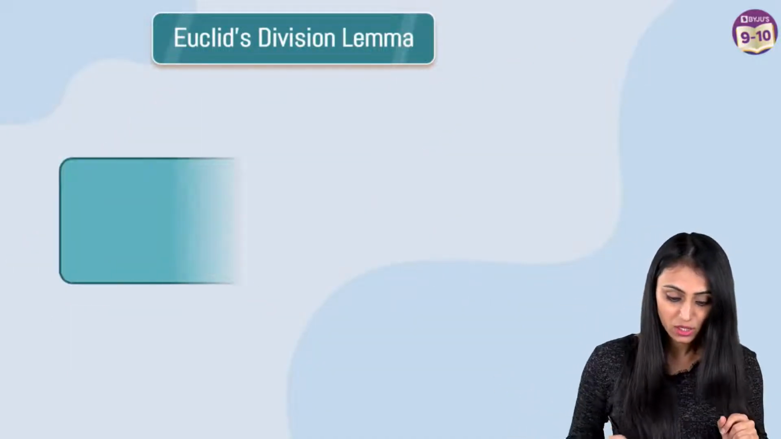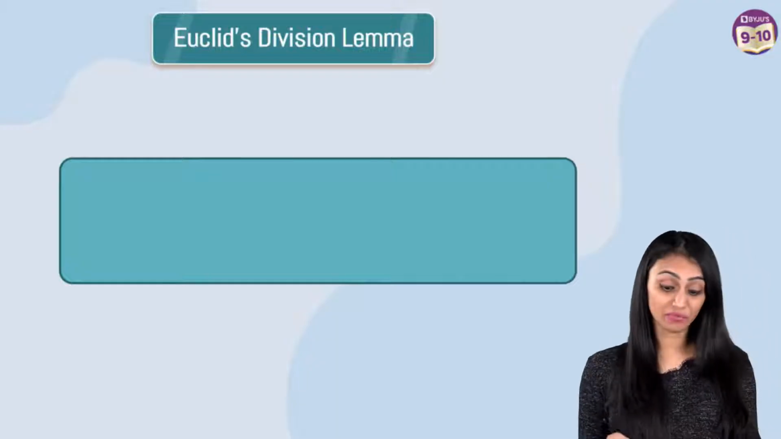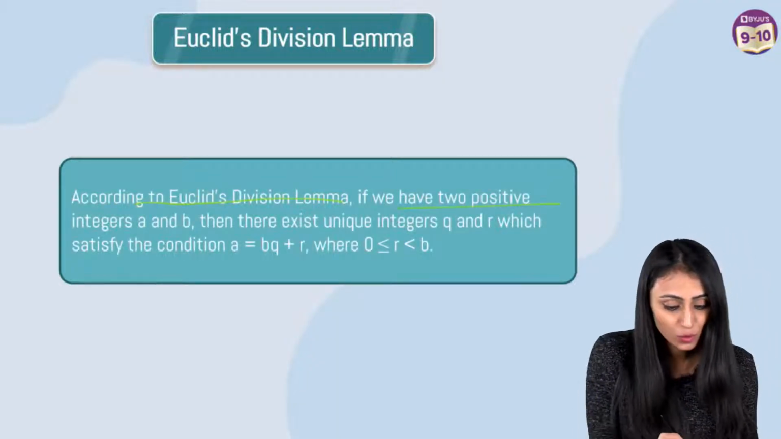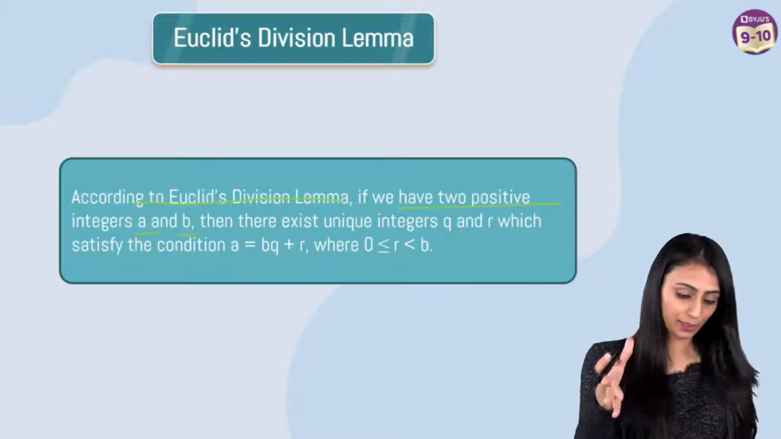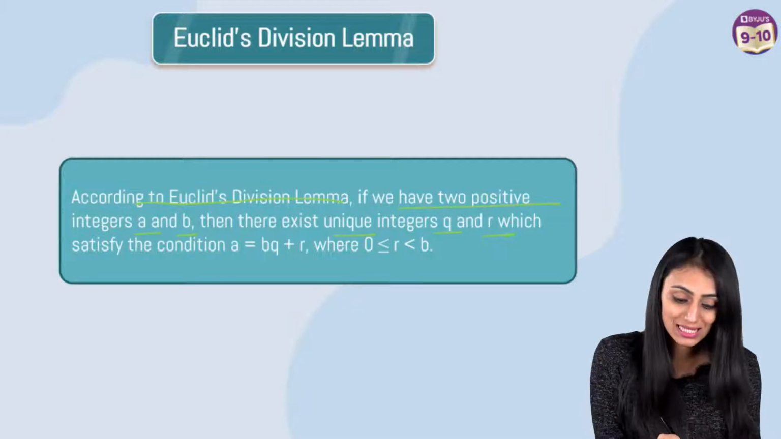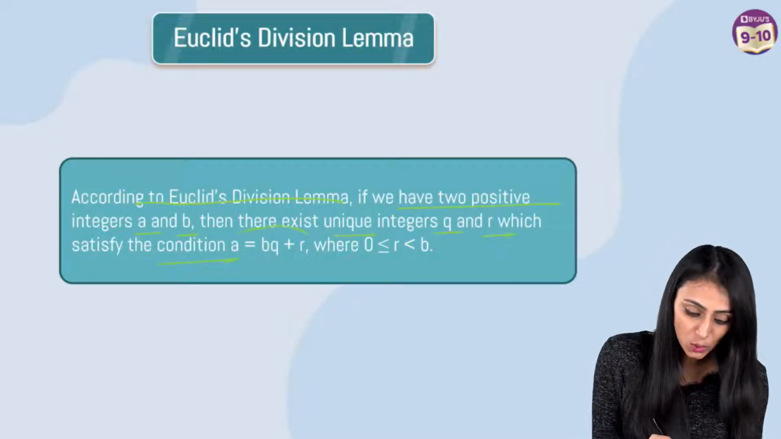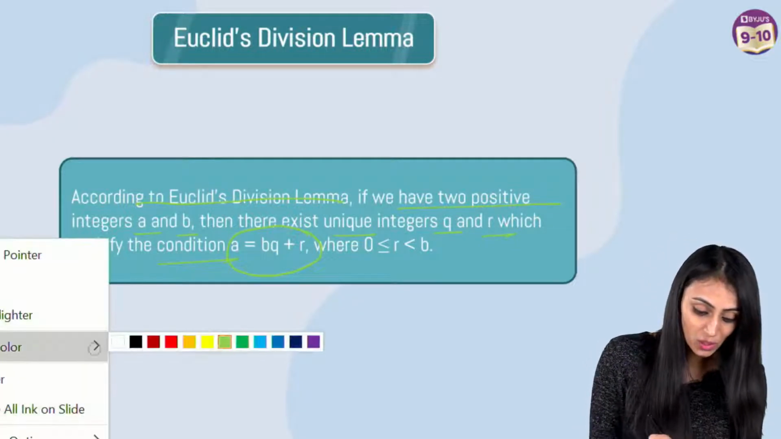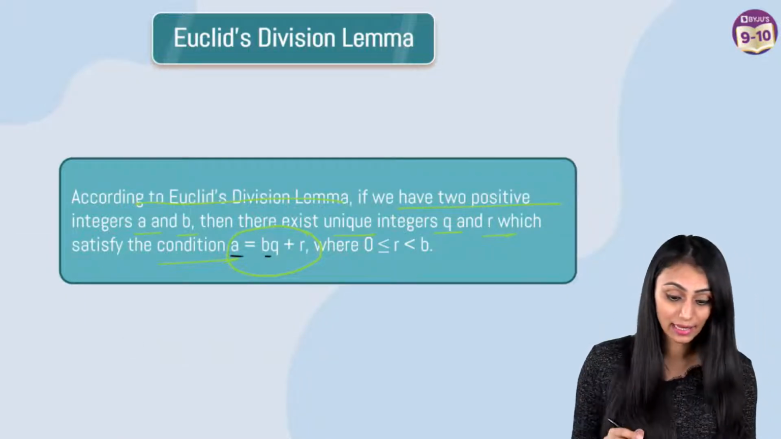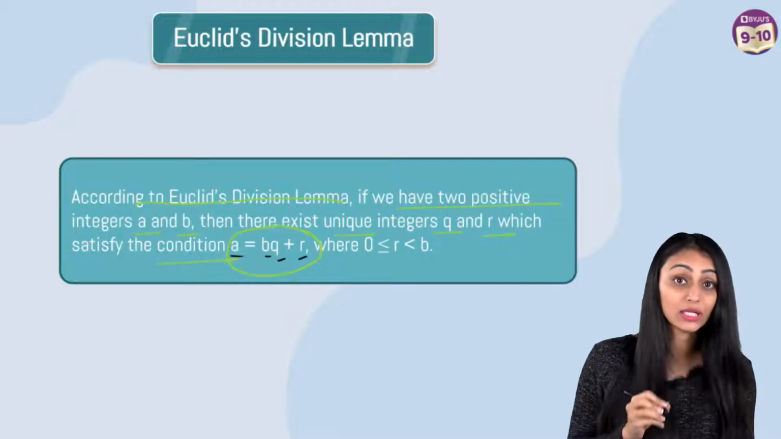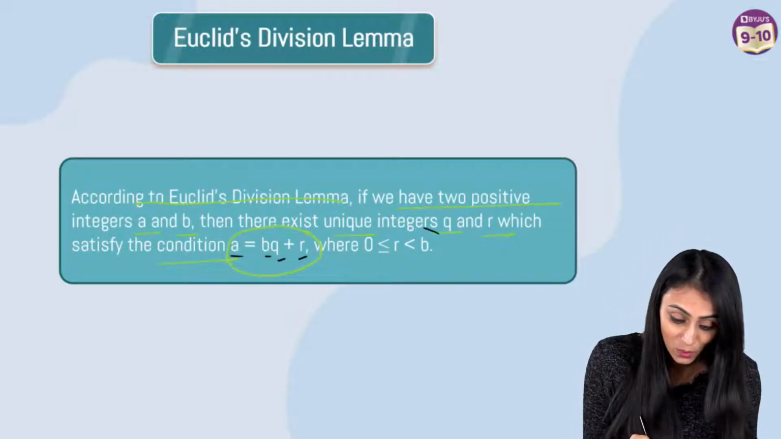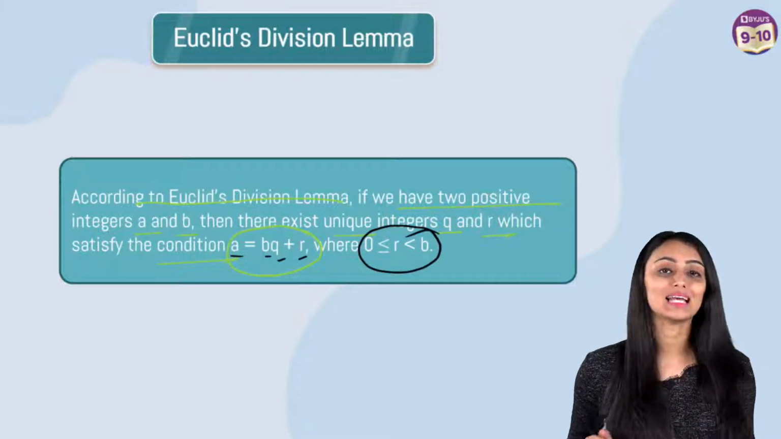Let's take a look at the mathematical definition. According to Euclid's division lemma, if we have two positive integers, let's say A and B, then there exist unique integers Q and R which will satisfy the condition A equals BQ plus R. Here A and B both have to be integers, and Q and R would be unique integers. But there is a restriction you need to keep in mind: R is greater than or equal to 0 but less than B.